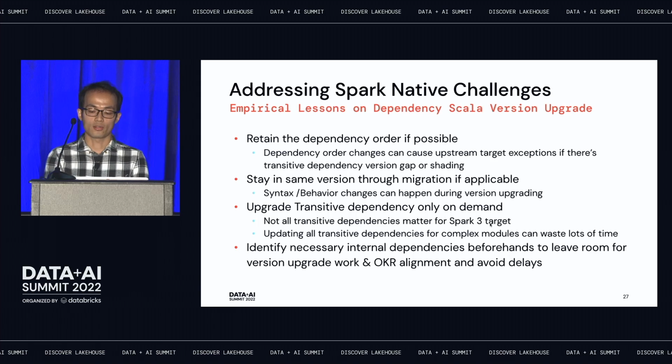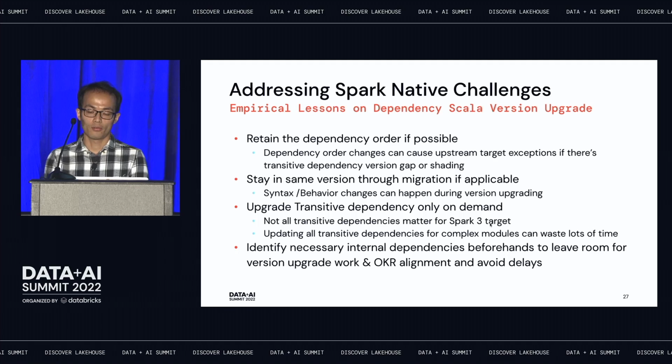There are some empirical lessons we learned for the Scala version upgrading. So if you also use Bazel, please try to retain the same dependency order if possible, because the order change in Bazel can cause different dependencies to take priority. This can make a big difference if there are some transitive dependency version conflict or shading, and it may bring some errors like class not found. In addition, when upgrading Scala dependencies to 2.12, we recommend staying at the same package version if possible. Using higher version may introduce some syntax gaps and bring incompatibility in the Spark 3.